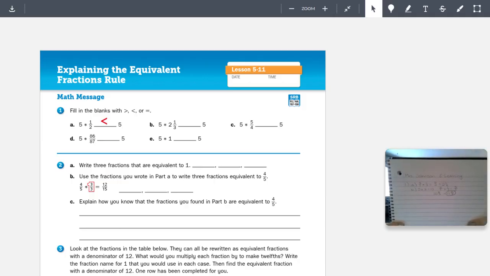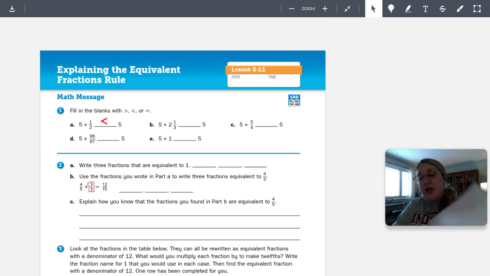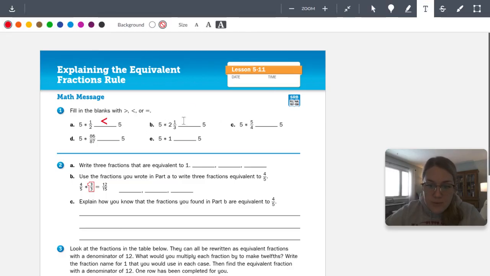So when looking at my work, and if you need to pause the screen, you can pause, I know that 11 and 2/3 is greater than 5. So that's how I proved it, even though mentally you might be able to go, oh, well, 5 times 2 is already greater than 5, so I can go ahead and put a greater than symbol. But we want to make sure we put our work down.